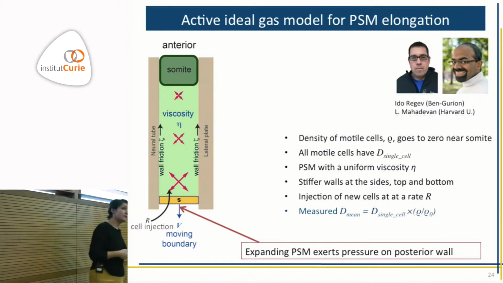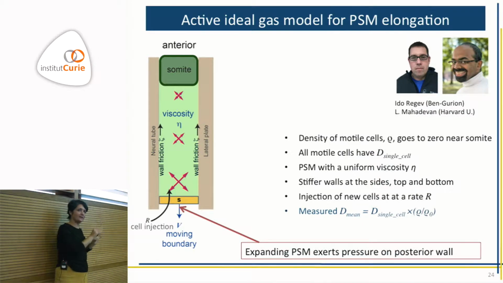You said the cells start to make contact between them when they go to the anterior. So it should increase the viscosity, no? Yeah, we will go there. For this part, they didn't put that into the model, but probably in later versions we have to take that into consideration.